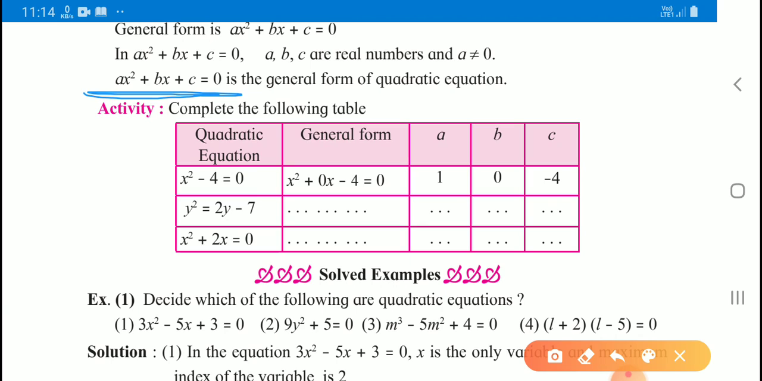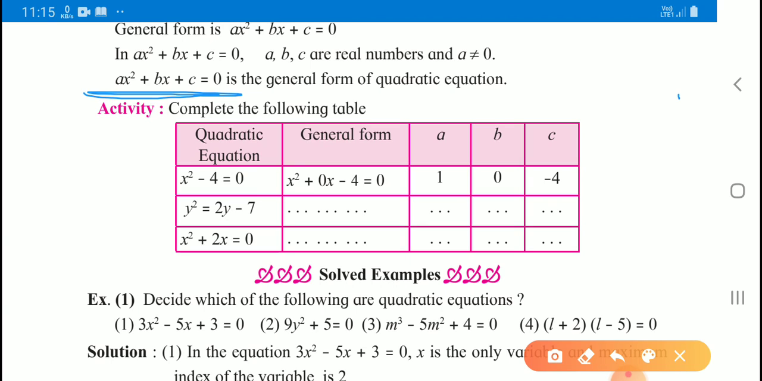If you see the first equation, the given equation is x square plus... the x term is not there, so we have to include it with 0. So x square plus 0x minus 4 is equal to 0. Here the coefficient of a is 1, the coefficient of b is 0, and the constant term c is negative 4.